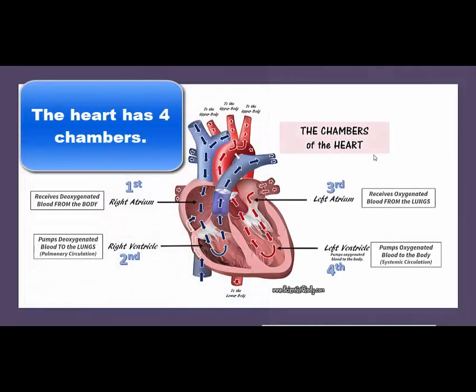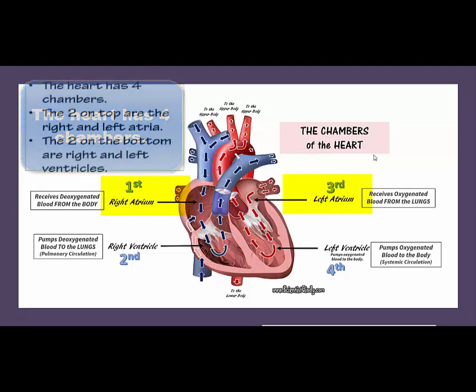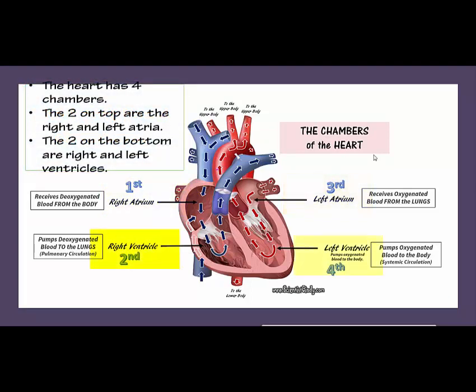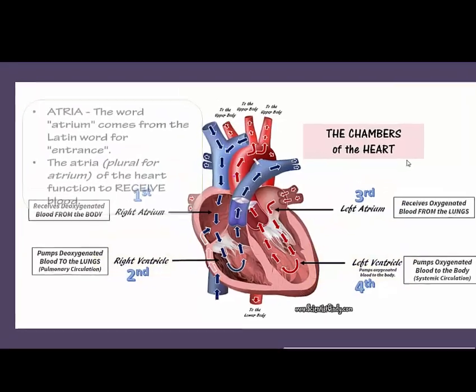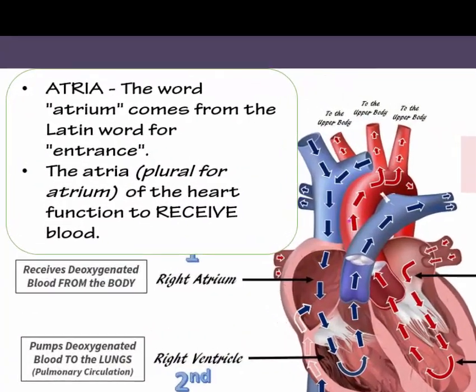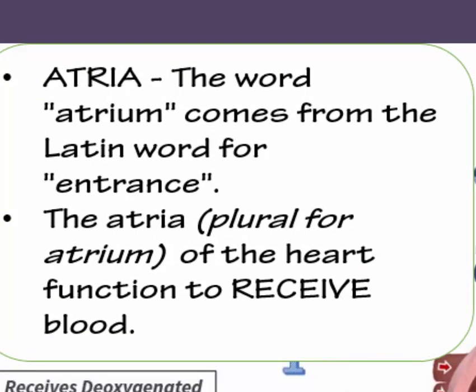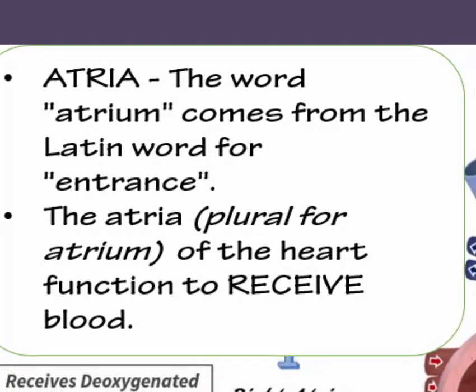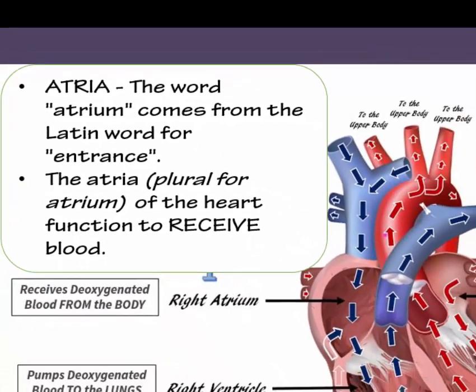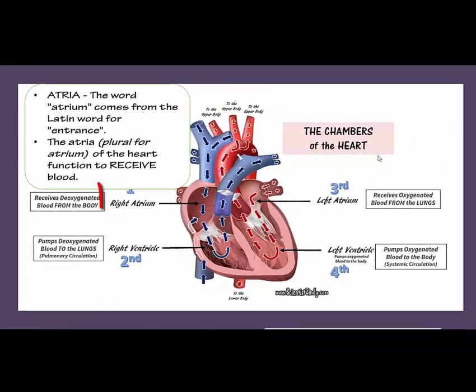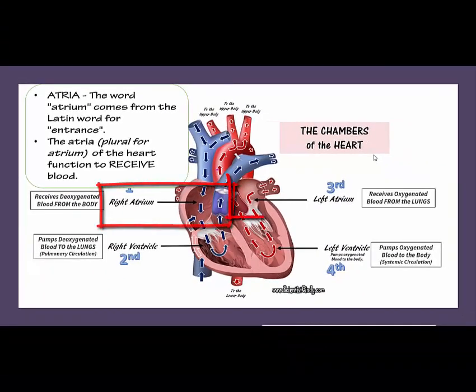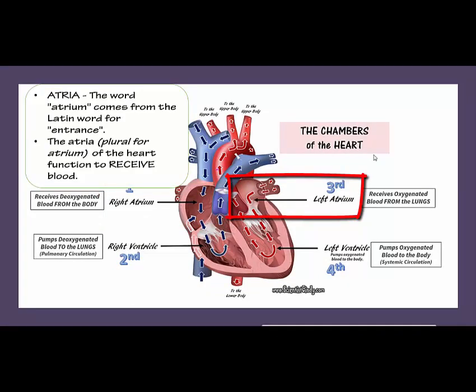The heart has 4 chambers. The 2 on top are the right and left atria. The 2 on the bottom are the right and left ventricles. The word atrium comes from the Latin word for entrance. The atria, which is plural for atrium of the heart, function to receive blood. The right atrium receives deoxygenated blood from the body. The left atrium receives oxygenated blood from the lungs.